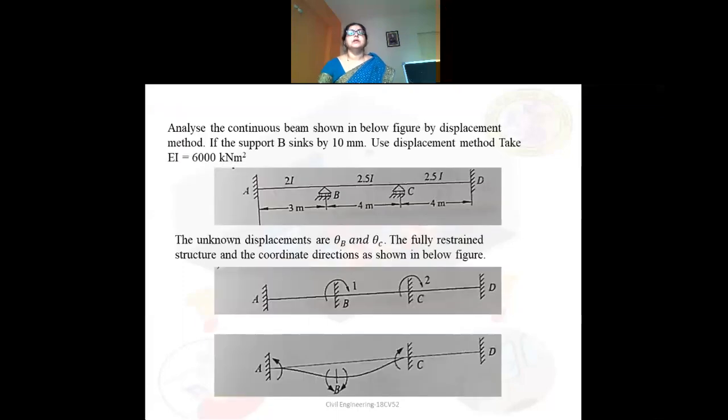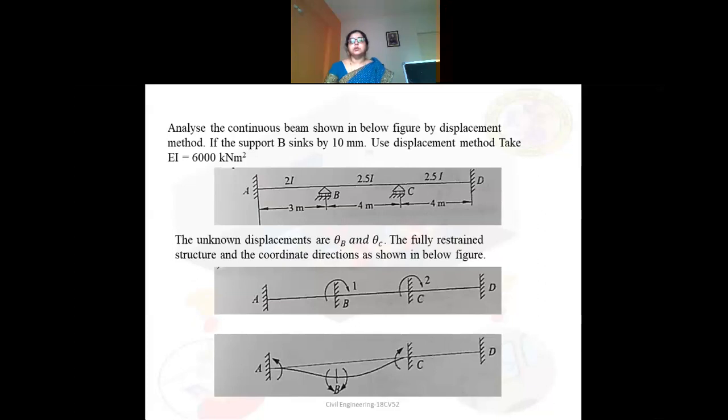The problem: analyze the continuous beam shown in the figure by the displacement method if the support B sinks by 10 mm. Use the displacement method, take EI equal to 6000 kilonewton meter square. You can notice, students, that there is no load acting on any of the spans AB, BC and CD. Also, supports A and D are fixed, so obviously there will be no translation or rotation at supports A and D.